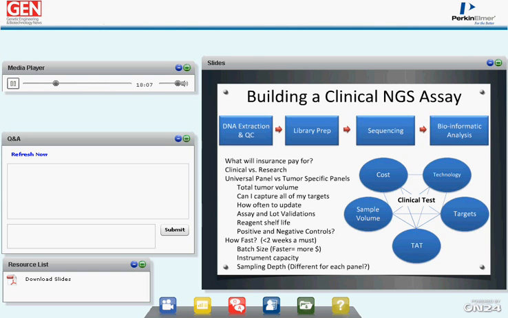Do we develop universal panels, or do we develop tumor-specific panels? And this really depends upon questions such as what's the total volume for each of these tumor types? How often do we need to update content? How do we select that content? Balancing things like reagent shelf life.